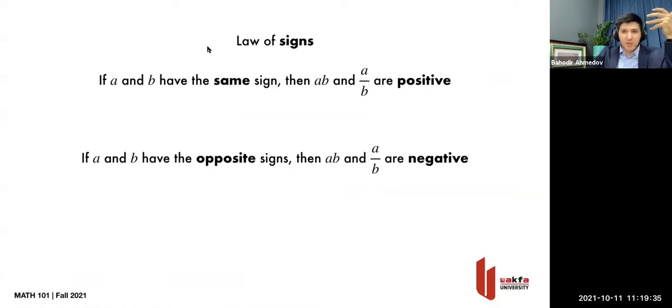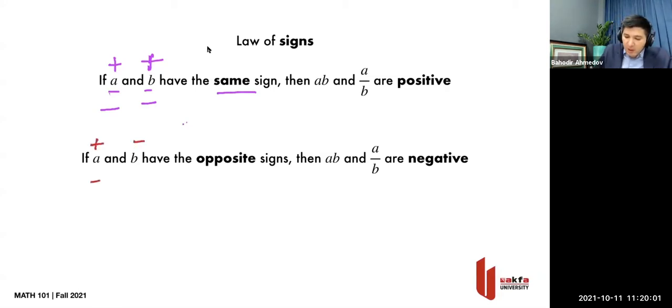So we just talked about the law of signs, and we say that if I add negative plus positive, it can be positive or it can be negative. I don't know. But I can definitely know that if I multiply two positives or two negatives, it is always going to be a positive number. So if A and B have the same sign, either both positive or both negative, then their multiplication is always positive. And conversely, if you have two numbers with opposite signs, like plus and minus or minus and plus, then their multiplication or their division is always negative.